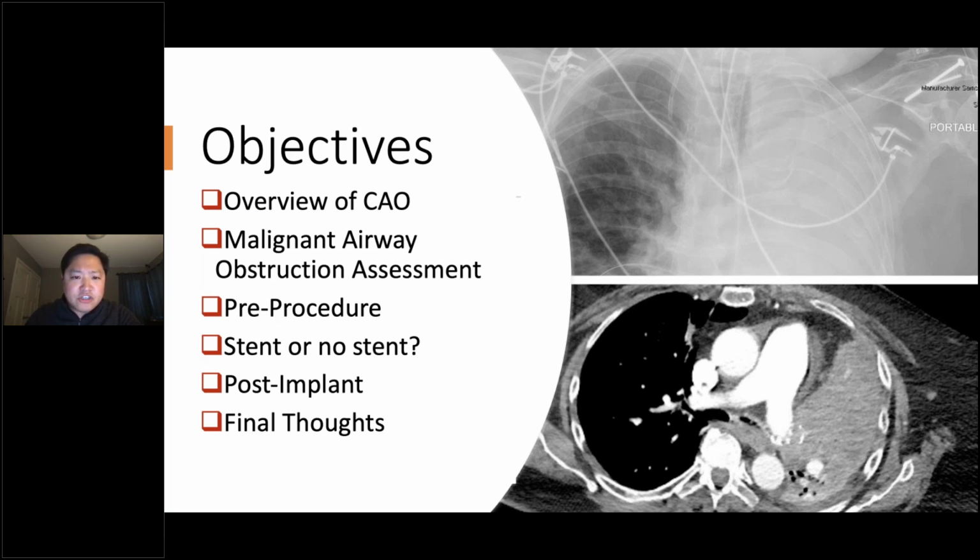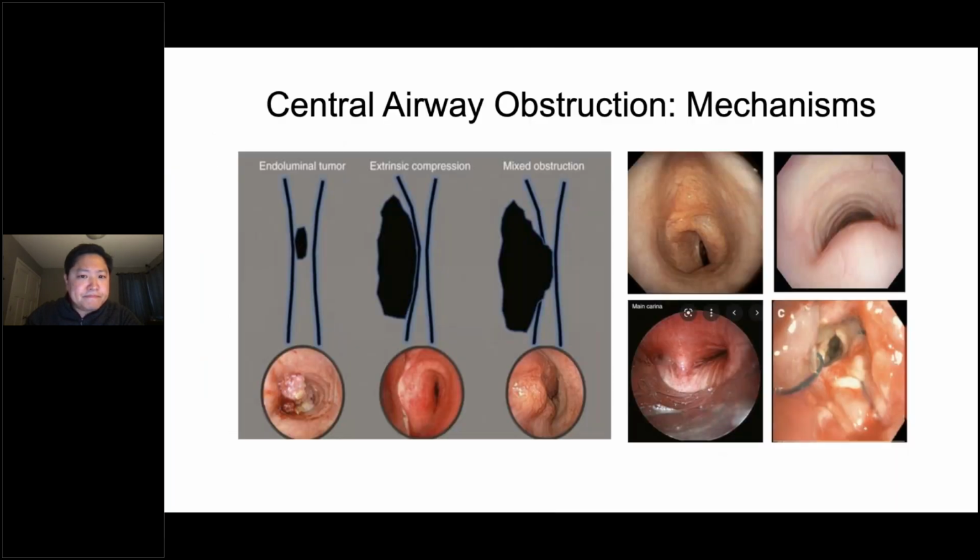So when you see patients like this, and I'm sure you will come across patients like this, the main key of this talk is how you assess this kind of patient and then determine what the patient will need if there is an intervention. So central airway obstruction, we've probably seen these slides many times before, but it's very important to keep that in the back of your mind.